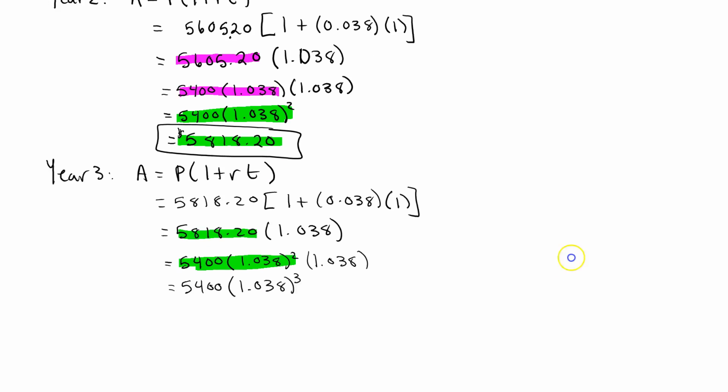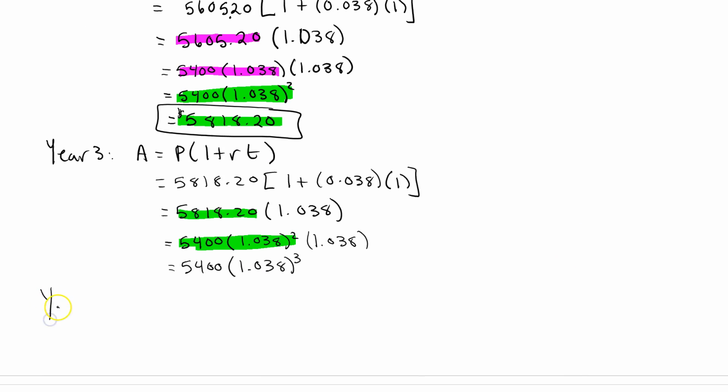I bet you know what year 4 would look like. Year 4, A equals 5,400 times 1.038 to the power of 4. Now this is simple when we're just talking about annual compounding. It gets a little bit more tricky when we have to keep track of something like compounding quarterly or compounding monthly. But that is in the next video.